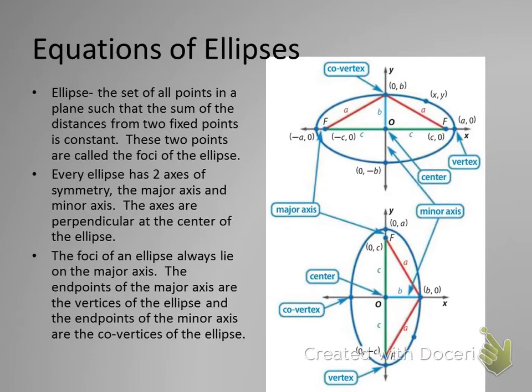Ellipse. Definition: the set of all points in a plane such that the sum of the distances from two fixed points is constant. These two points are called the foci, which is plural for focus. Okay? So now you have two foci. Typically, they are within a little bit.